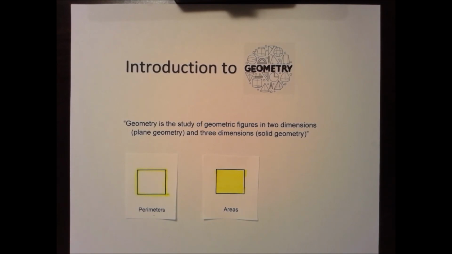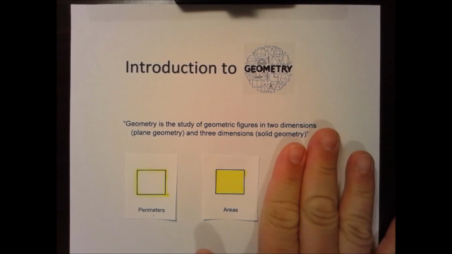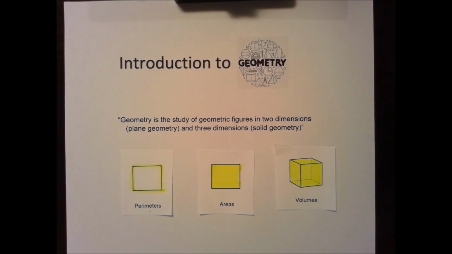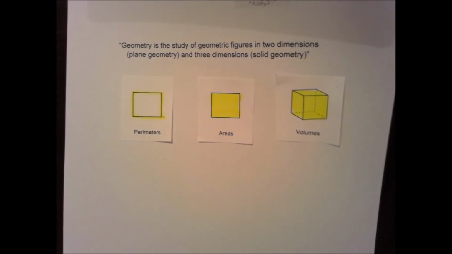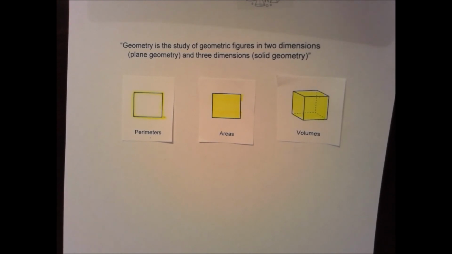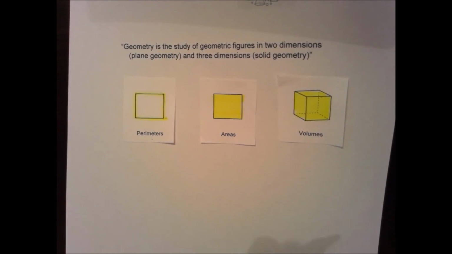And finally, the other thing that we're going to work with is the volume. And what is the volume? The volume is the total amount of space enclosed in a solid. In a particular example of perimeter, area, and volume, you can see better the difference between each.